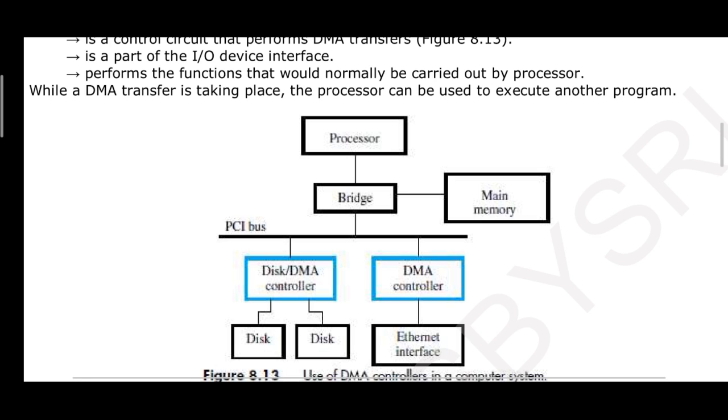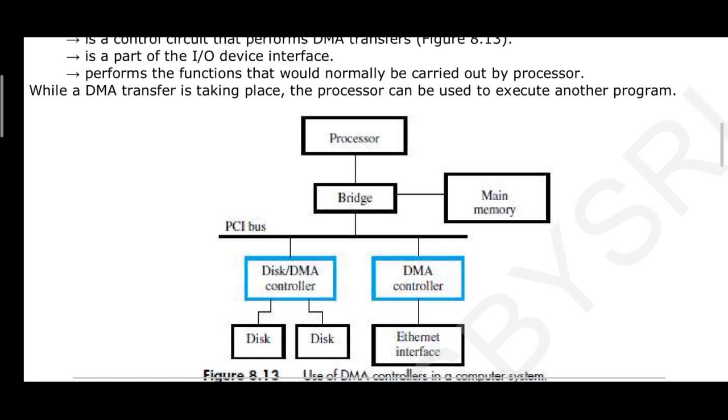That is also okay. So there is a processor and main memory. They are connected through an interface marked as bridge here, and the PCI bus is marked. Let us consider it as a bus for now. The disk controller or DMA controller is where all the disks are attached. Similarly, this DMA controller can be connected to the Ethernet interface, and hence to the internet. And hence, over the internet, you can send or receive data in terms of MBs or GBs, whatever.